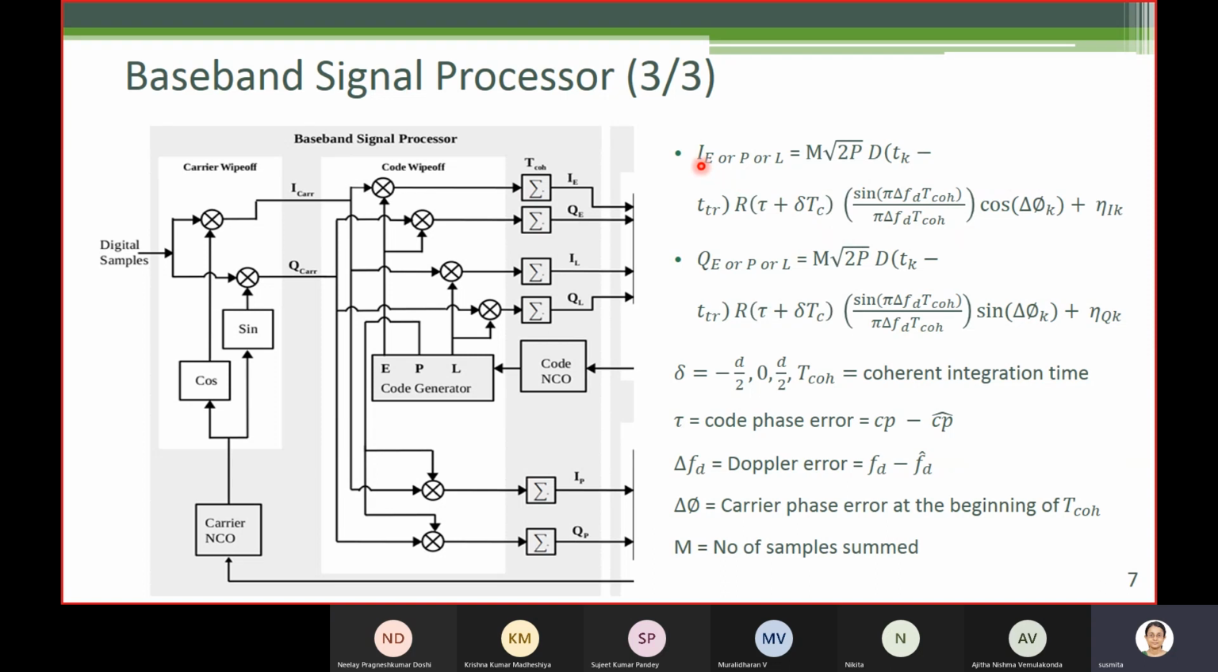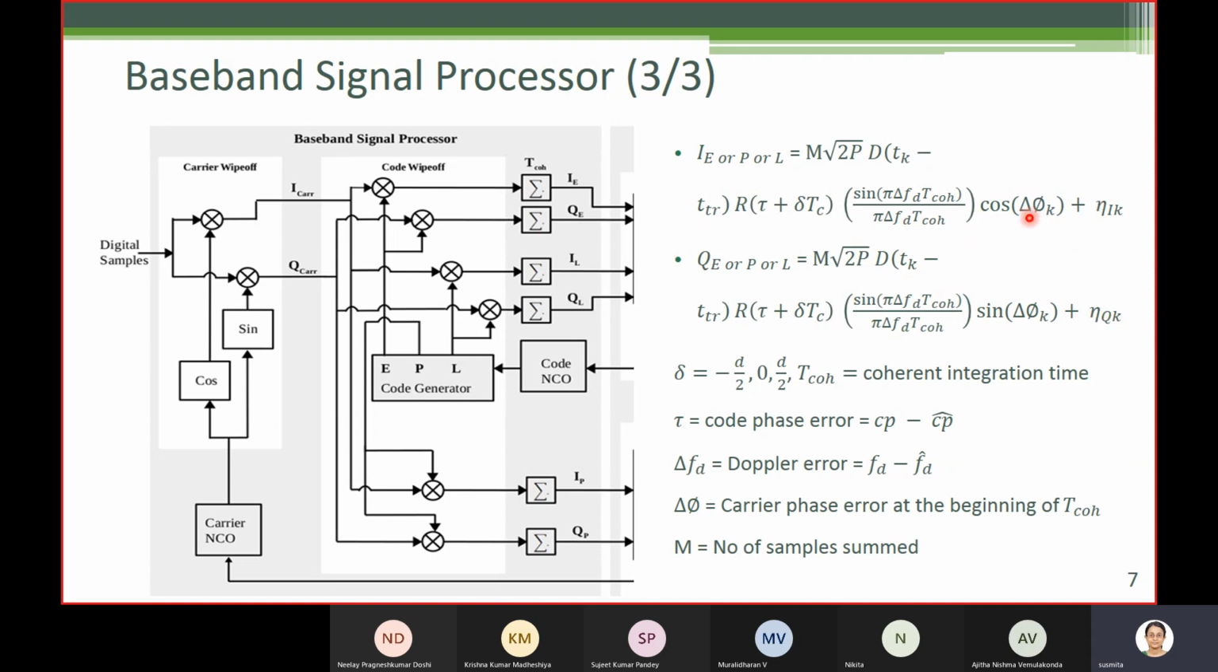So this is for the in-phase leg. For the quadrature phase leg Q, we have the same sinc function. While talking about the code spectrum, the Fourier transform of code, we talked about the sinc function. I'm referring to the same sinc function. For the in phase, we have cos delta phi. For the quadrature phase, we will get sine. Okay, and then equivalent noise terms will also come.